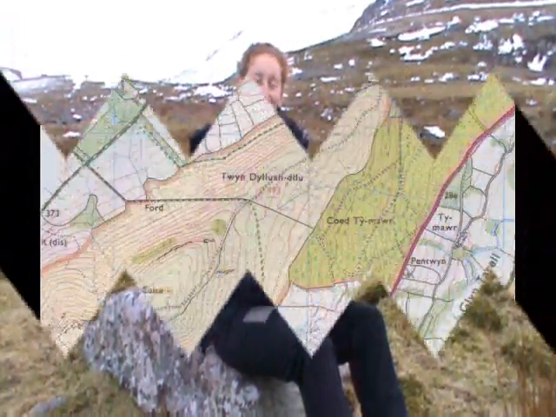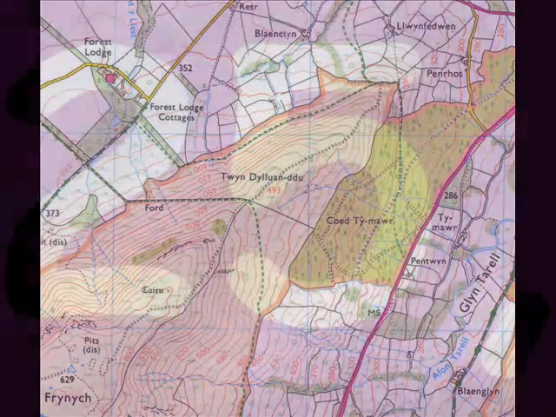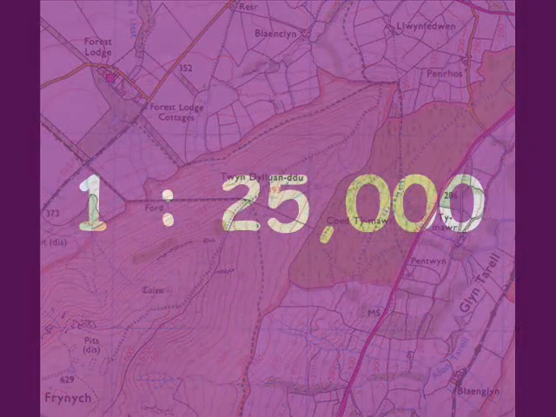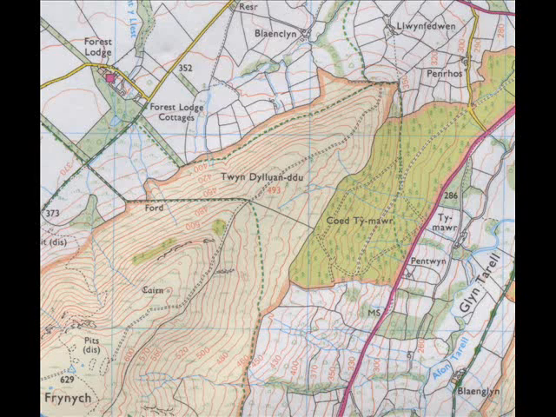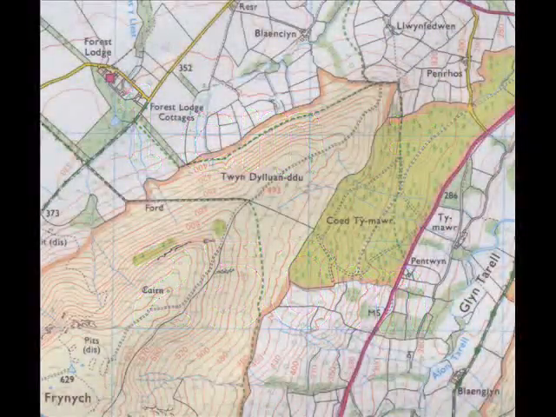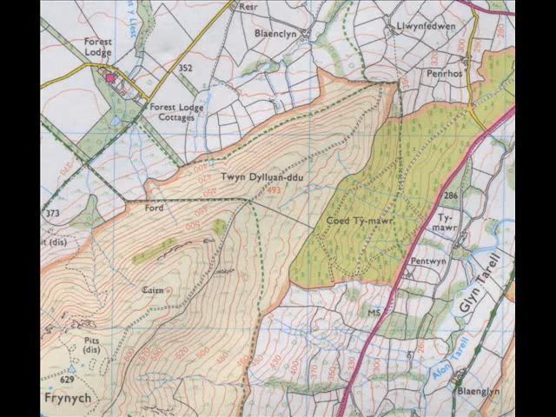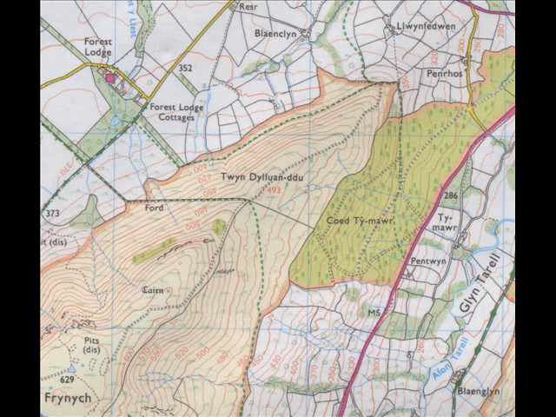Maps are available in different scales in relation to the ground, the most common being 1 to 25,000, meaning that 1 unit on the map represents 25,000 units on the ground. So for example, 1 centimetre on the map is 250 metres in real life. Throughout this podcast, any reference to a map will be based on a 1 to 25,000 scale, though the same theories apply to different scales.